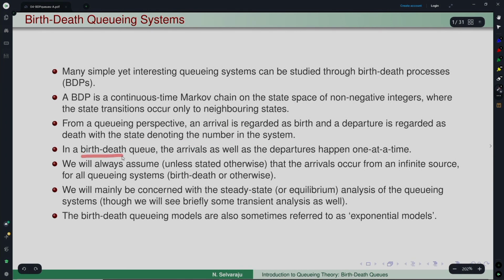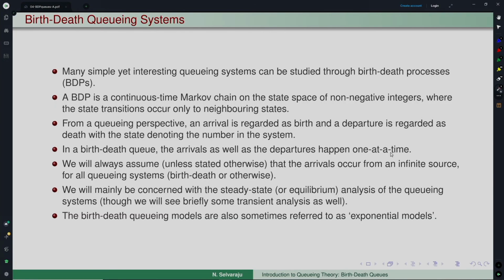Since it is a birth death process, we know that the transitions can occur only one at a time. That means the arrivals and departures happen one at a time, and since the time is continuous, the probability of an arrival and departure happening at exactly the same time is 0 or negligible, right. So, we can always slot it in such a way that they are distinct.